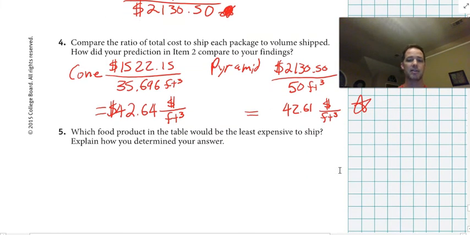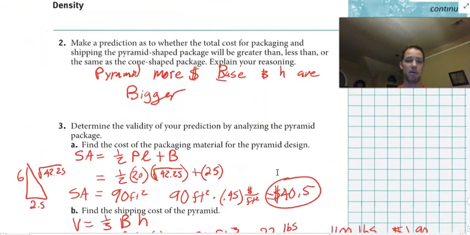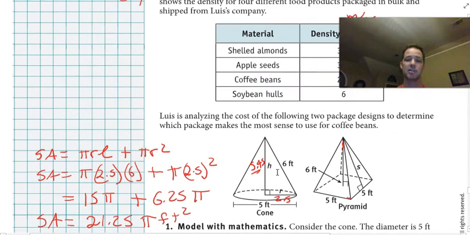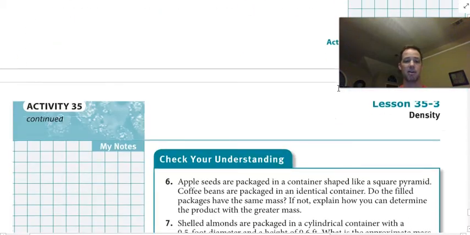All right, so then the next question here says, which food product in the table would be the least expensive to ship? Well, all the packaging costs would be the same regardless of which container you used. So the only thing that would make the difference is how much we paid for shipping. It's $1.99 per pound, so whichever one weighed the least amount would be the cheapest one. So whichever one is the least dense, the least amount of pounds per cubic foot, would be soybeans. Because it's the least dense, filling up that container, it's not going to weigh as much, so it'd be the cheapest to ship. All right, so soybeans because they are the least dense.